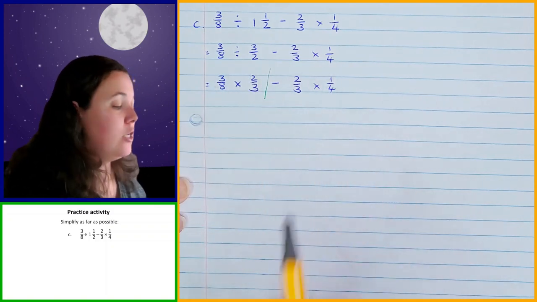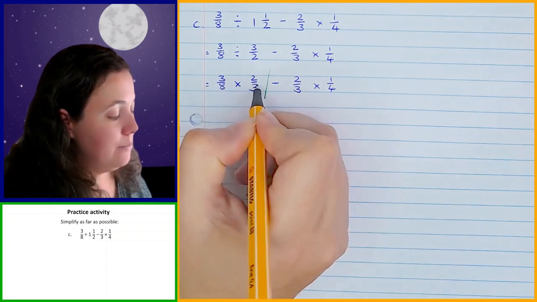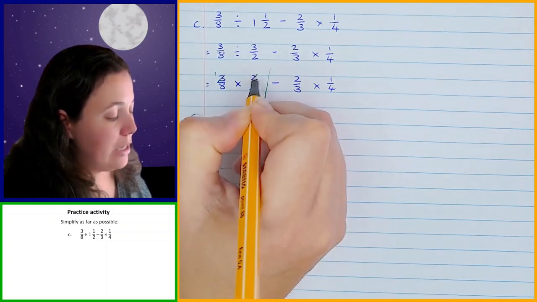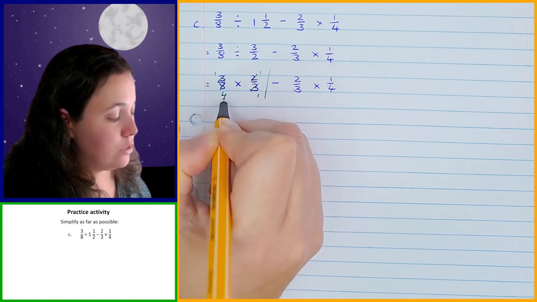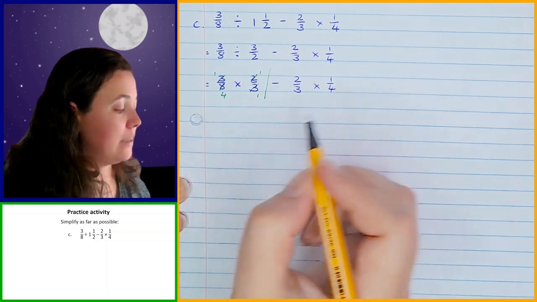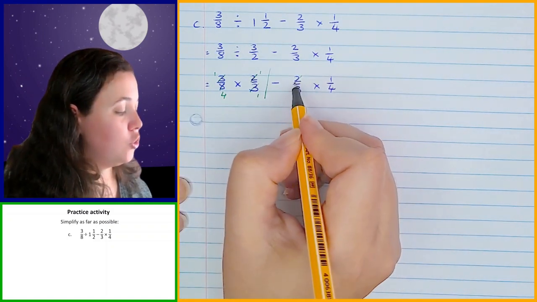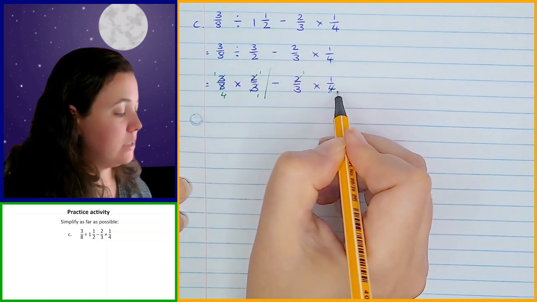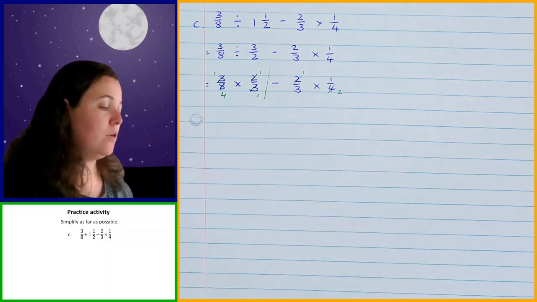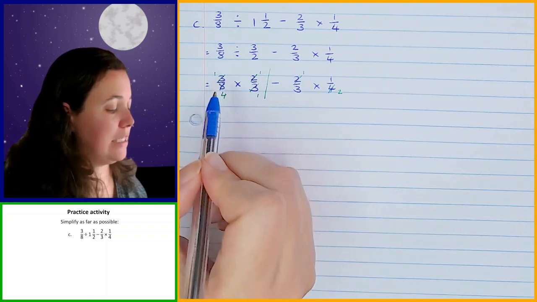I have to cancel out only the things that are being multiplied together, and over here the things that are being multiplied together. So I'm going to say 3 and 3 can simplify: 3 goes in there once and 3 goes in there once. 2 and 8 can simplify: 2 goes in there once, 2 goes in there 4 times. But I can't cancel anything here with anything over there. Then over here I've got 2 and 4. 2 goes in there once, 2 goes in there twice, and the 1 and the 3 I can't do anything with. Right, so now I'm going to multiply together.